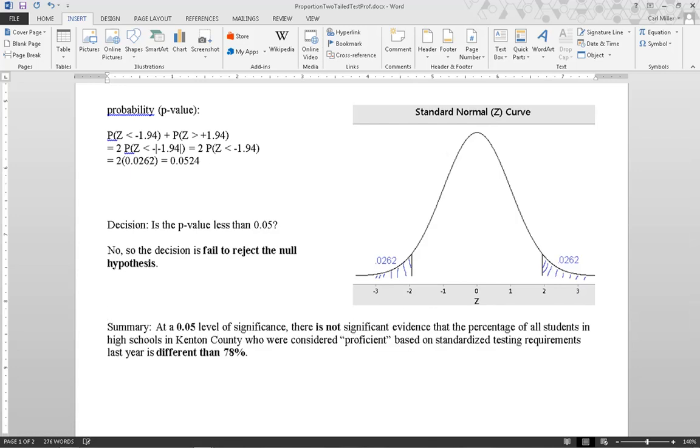In summary, I would say at a 0.05 level of significance, there is not significant evidence that the percentage of all students in high schools in Kenton County who were considered proficient based on standardized testing requirements last year is different than 78%.